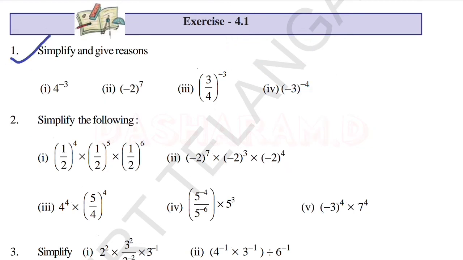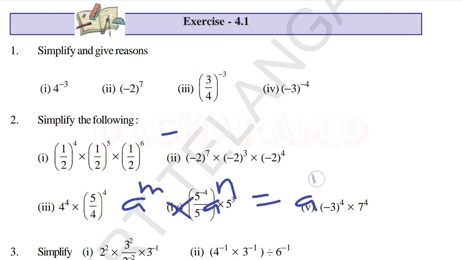First bit completed. Next go to second bit. Simplify the following: (1/2)^4 × (1/2)^5 × (1/2)^6. Once you observe the bases, all bases are the same, so we can use this formula: a^m × a^n = a^(m+n).